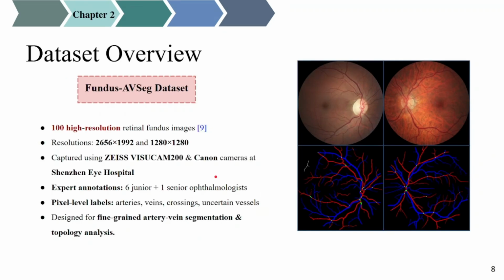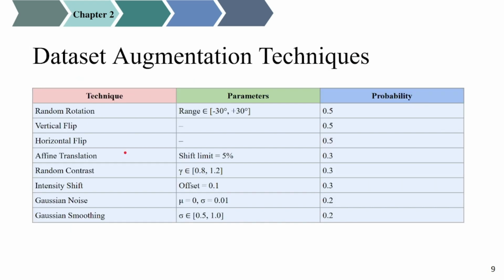For our experiment, we used the FIVES dataset. It's actually perfect for topology analysis because it labels arteries and veins separately, including crossings. This lets us really test if our model can handle complex branching. We used a standard augmentation pipeline: rotation, flips, intensity shifts, and Gaussian noise.